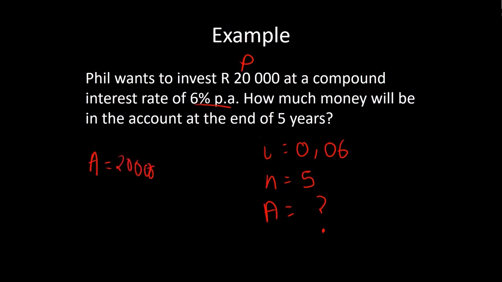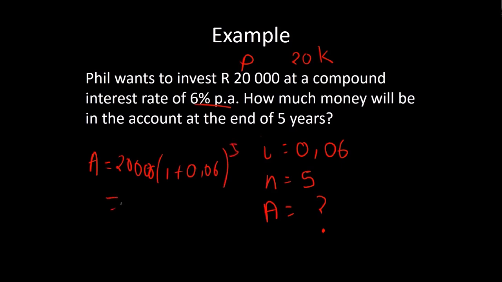While we're talking about 20,000, sometimes you might see this letter K. K stands for 1,000, so 20K is read as 20,000, just out of interest. Into 1 plus i, which is 0.06, all to the power of 5.